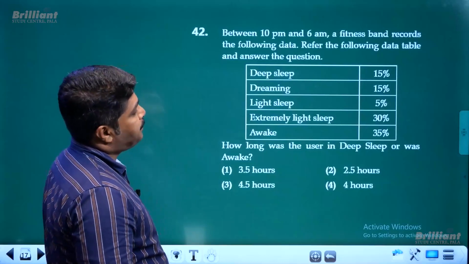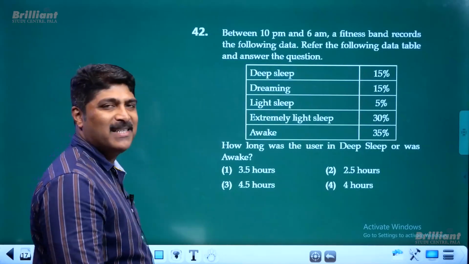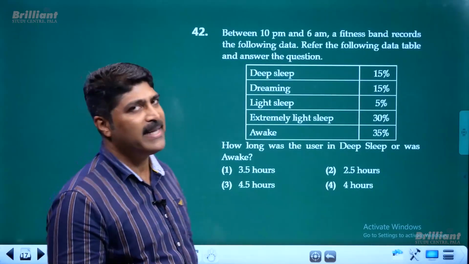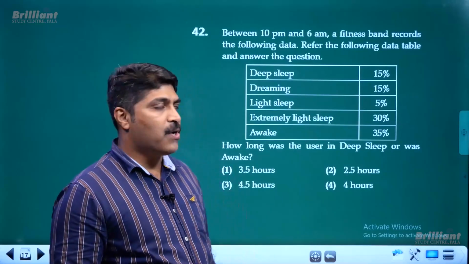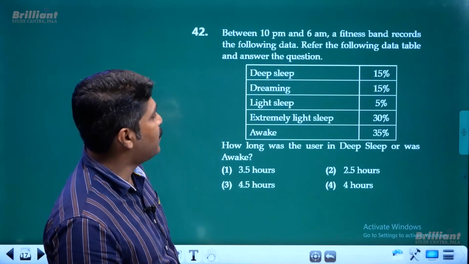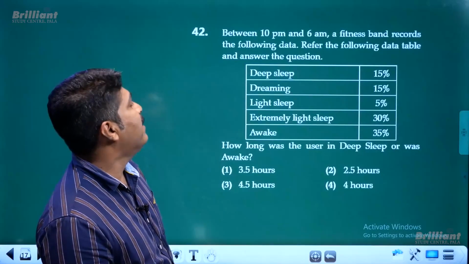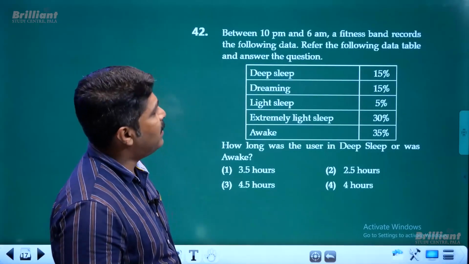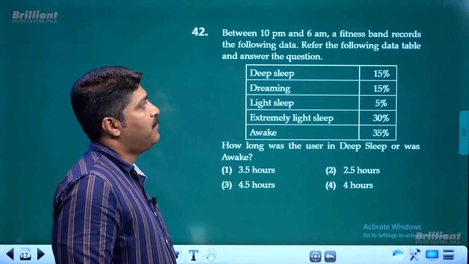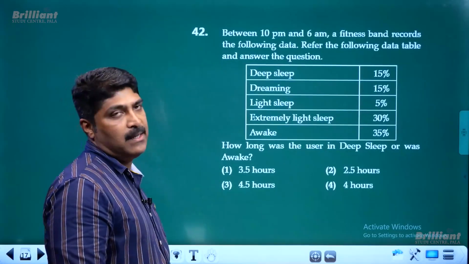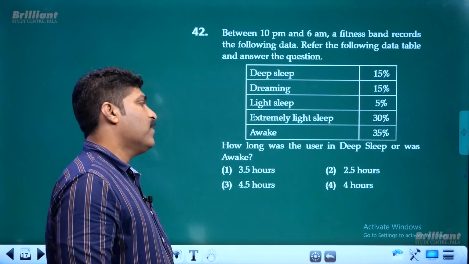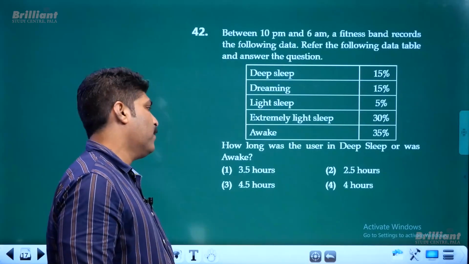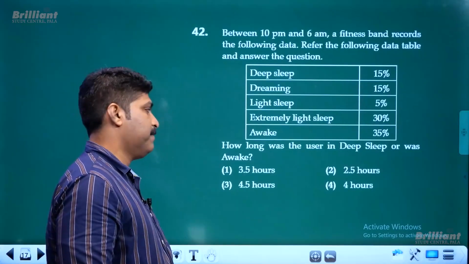The next one, it's a data interpretation type question. Actually, it's not like that, it's a data analysis one. Not much complicated, just read and understand the concept. Between 10 p.m. and 6 a.m., a fitness band records the following data. Refer to the following data table and answer the question. How long was the user in deep sleep or awake?